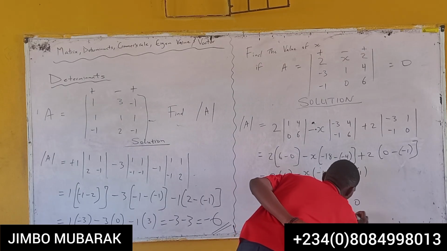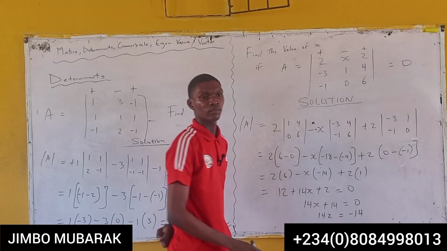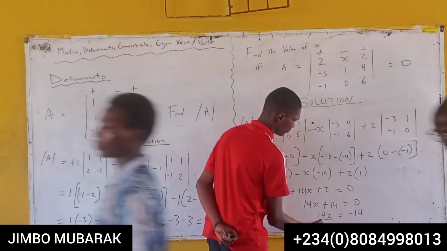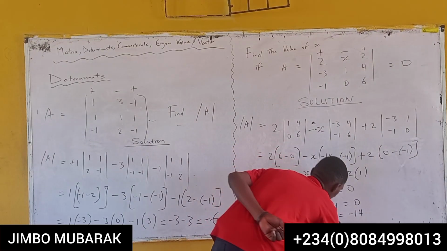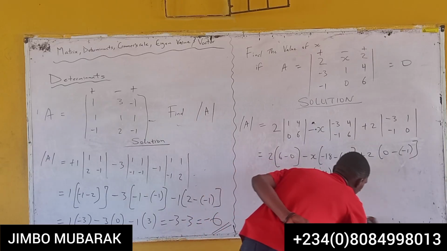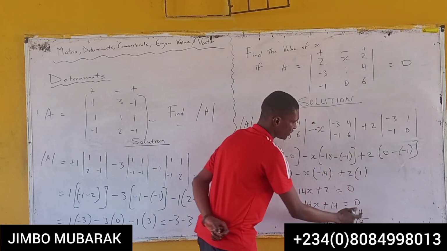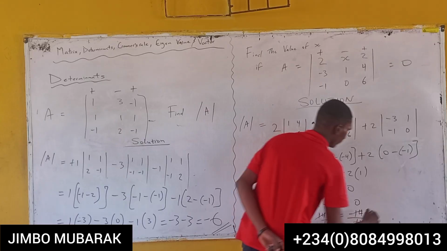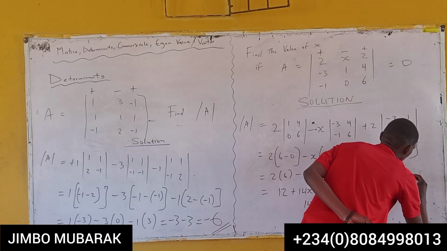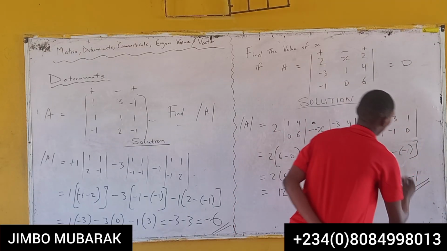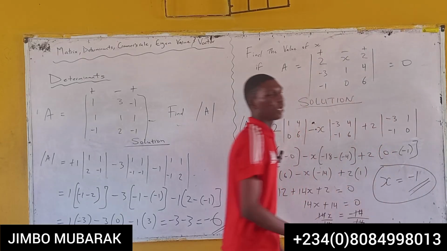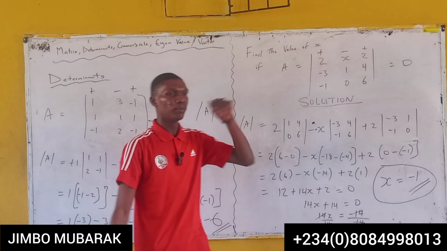So we can simply say 14x is equal to minus 14. Alright? So we can divide both sides by 14. So minus 14 divided by 14 will be minus 1. So x will be equal to minus 1. And that will be our answer. That means our x is equal to minus 1.